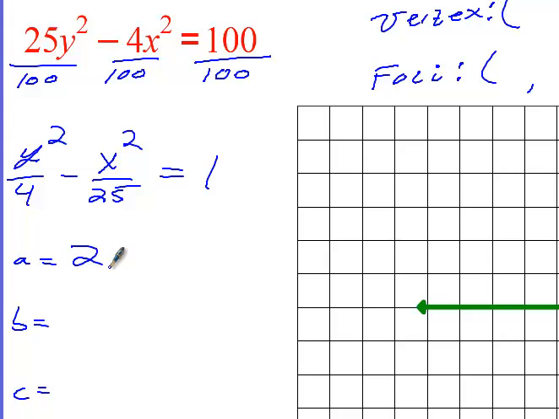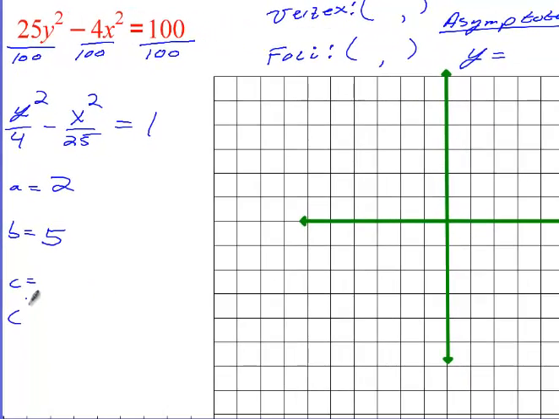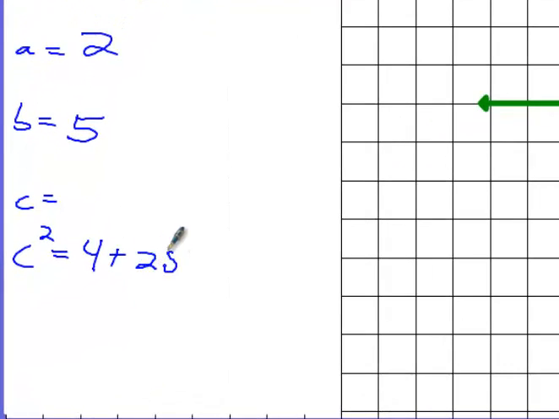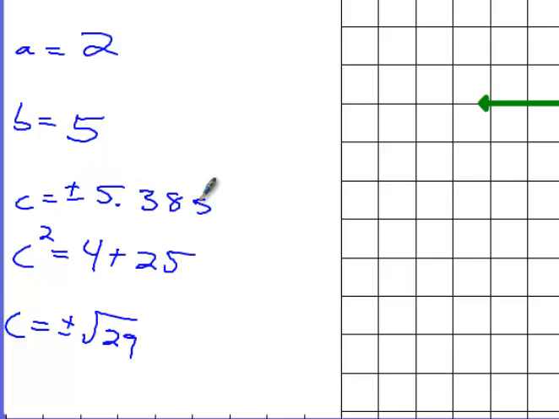So which piece is my B squared? The 25, and what's the square root of that? Now how do I find C? What's the equation for the foci? C squared equals A squared plus B squared. So what's 4 plus 25? 29. So C is going to be plus or minus the square root of 29. And what is that going to be? Plus or minus 5 point what? Okay, so it's 5.2. Everybody okay with that?